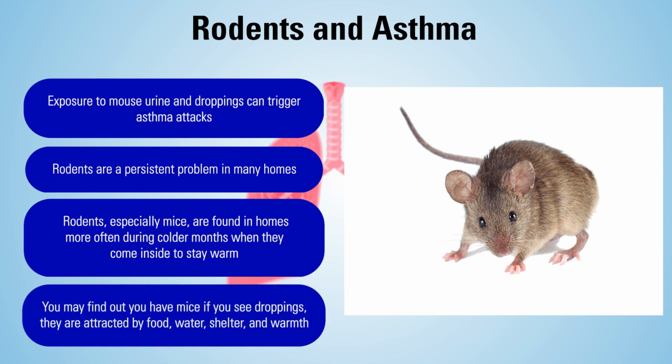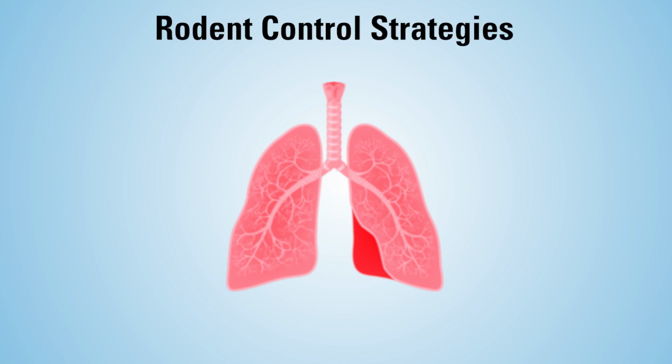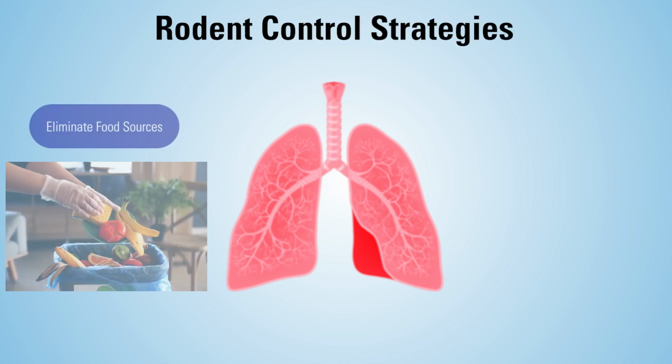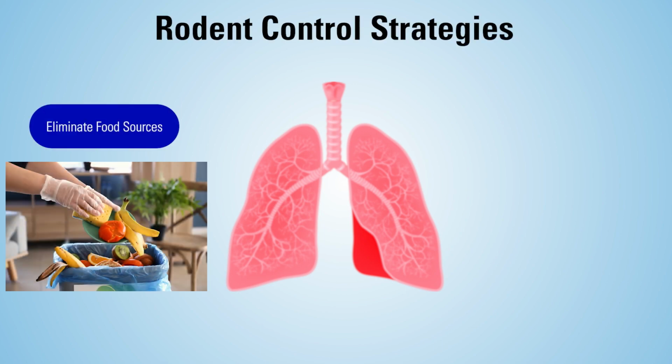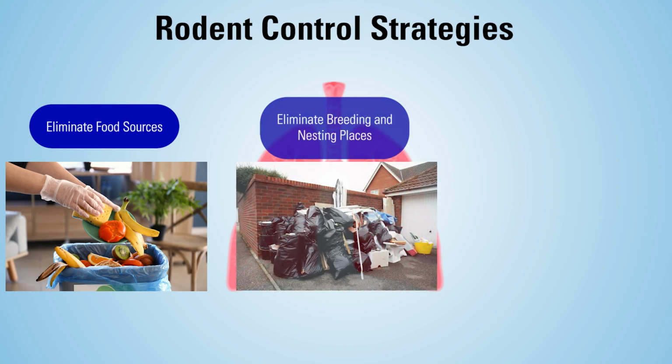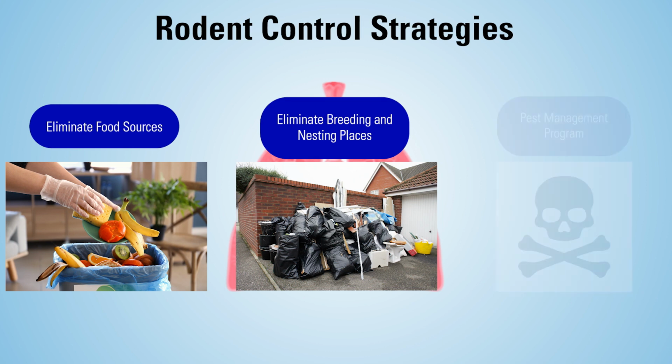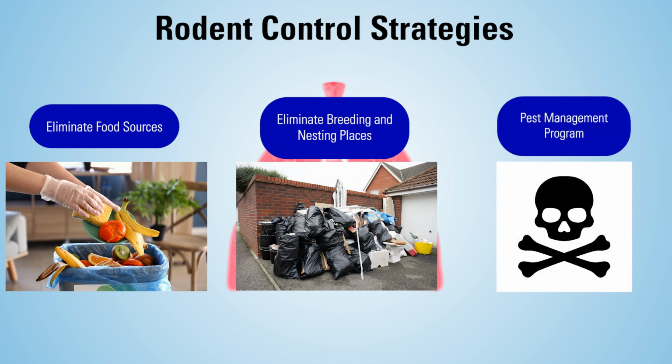You may find out you have mice if you see droppings. They are attracted by food, water, shelter, and warmth. Rodent control strategies include eliminating food sources with storage of food, and collecting and disposing of garbage. Eliminating breeding and nesting places by removing clutter near the home, including excess lumber, firewood, and similar materials. And killing rodents with the help of a family cat or having someone apply rodenticides.